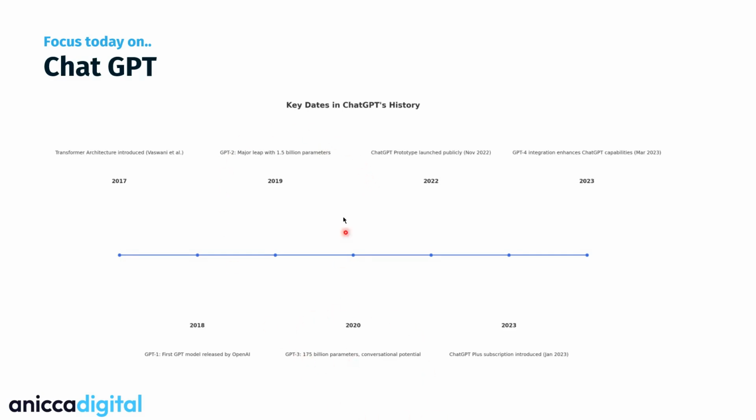2020, you can see the jump in parameters from 1.5 billion to 175 billion in just a year. So you can see the speed at which this is advancing. 2022, the first prototype was launched publicly to the public. 2023, ChatGPT introduced a paid subscription, which I would suggest that people utilize, even if it's just through general interest, just for a month. Give it a try and see how you get on with it.